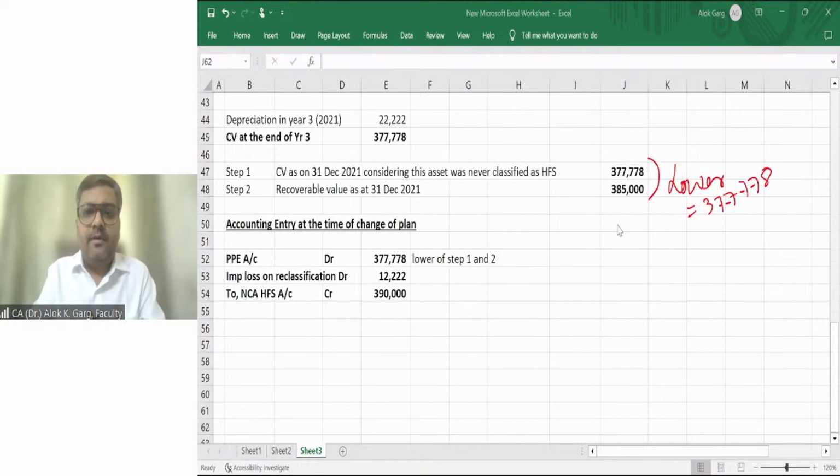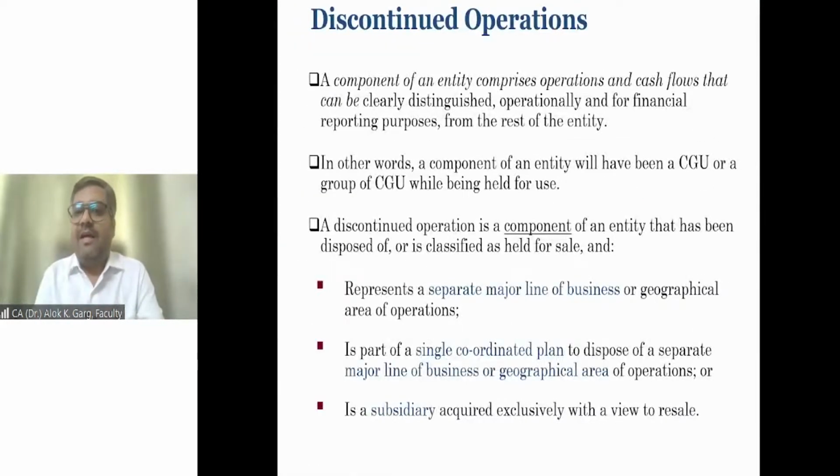Okay. So we have covered this change in plan of sale also. Now we have reached the last part of the session, which is discontinued operations. What is meant by discontinued operations? So far we have understood individual asset held for sale and disposal group held for sale. A disposal group is a group of assets which may include current assets as well as liabilities. I have shown you the Hindalco Industries annual report also for disposal group. Now, what is meant by discontinued operations?